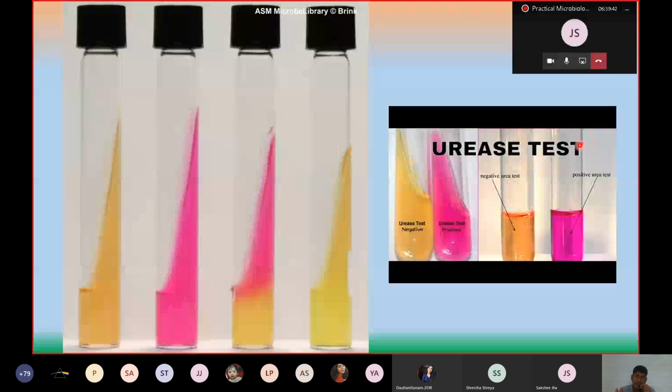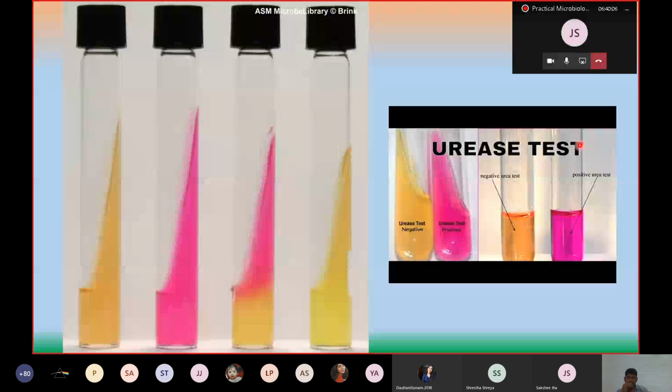Here you have to remember it is the test for the urease enzyme. It is the test for the ability to split urea into carbon dioxide, water and ammonia. Ammonia will react with water, forming ammonium hydroxide, which makes the medium basic, and that is represented by phenol red.